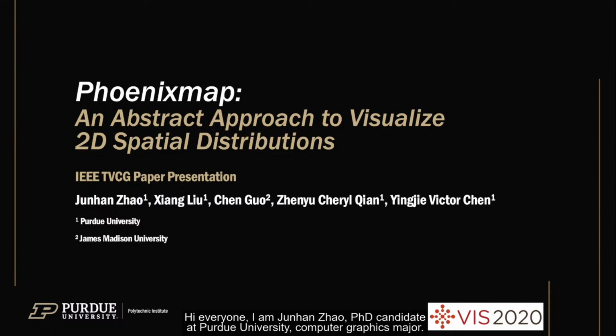Hello everyone, I'm Junhan Zhao, PhD candidate at Purdue University, Computer Graphics major, presenting our recent research outcome, Phoenix Map, an abstract approach to visualize 2D spatial distributions. This work is co-authored by Xiang Liu, PhD student from Purdue, and professors Chen Guo, Zhen Yujian, and Yingjie Chen from James Madison and Purdue University, respectively. This paper was published in IEEE TVCG in October 2019.